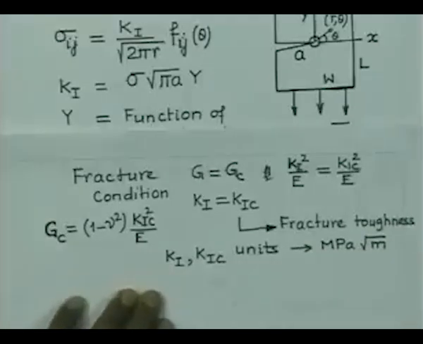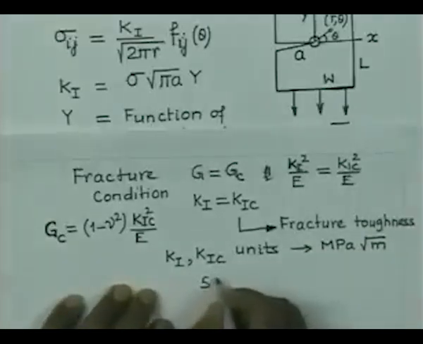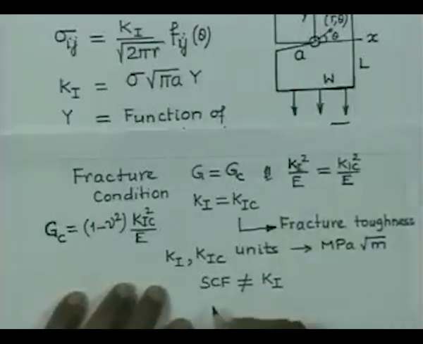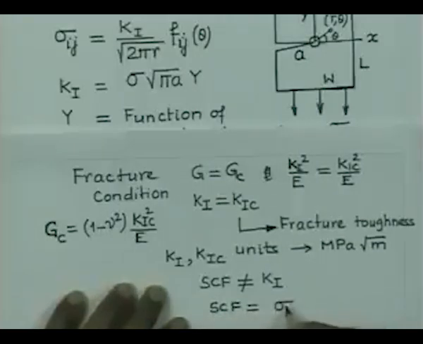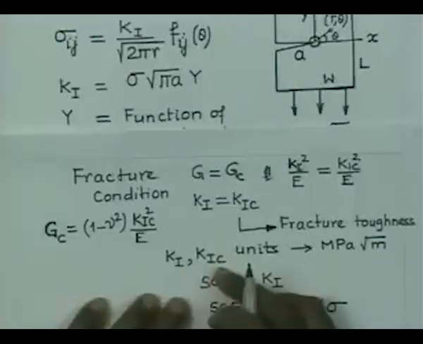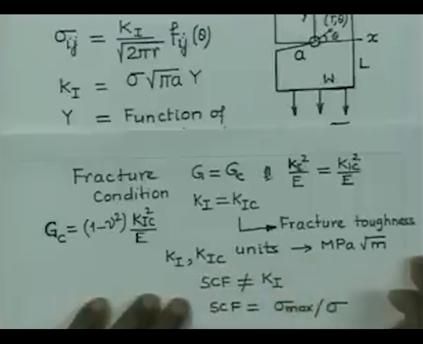You should not confuse this with the stress concentration factor, which you have already come across. The stress concentration factor is not the same thing as the stress intensity factor Ki, because the stress concentration factor is given by the ratio of two stresses. In fact, it is the ratio of maximum stress to the average stress. So, it is a dimensionless quantity, whereas the stress intensity factor or fracture toughness has a unit which is MPa root meter.